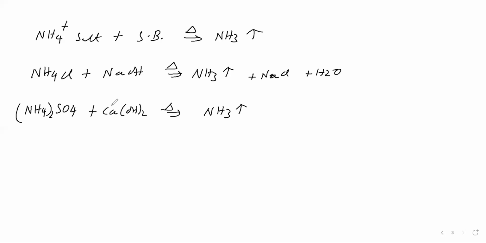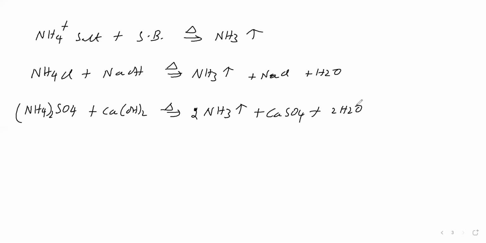Ammonia vapors are liberated. Calcium with the sulfate gives calcium sulfate, and this ammonium, two times, therefore ammonia two times. This hydrogen with OH gives water. Like this we will give. So ammonium salt on heating with a base gives ammonia.